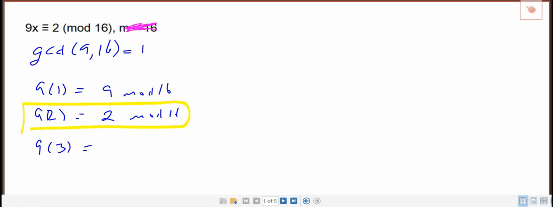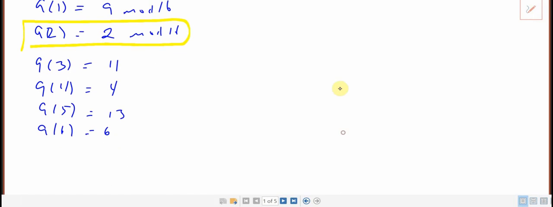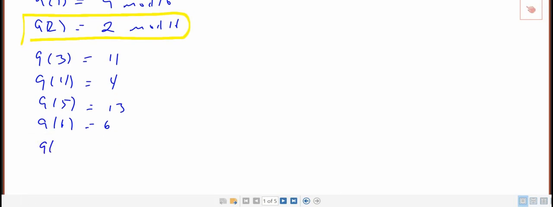Say, okay, well, 9 times 3 then would be 11. 9 times 4 would be 4. 9 times 5 would be 13 mod 16. 9 times 6 would be 6 and 9 times 7 would be 15. 9 times 8 would be 8. 9 times 9 would be 1. Okay, so what this tells me is that 9 is its own inverse.